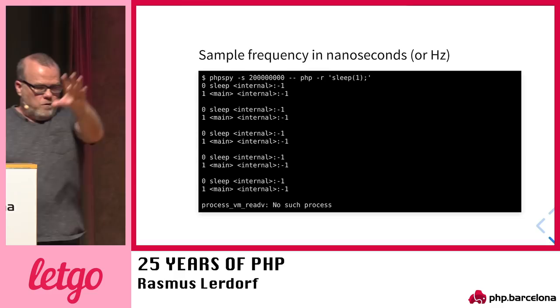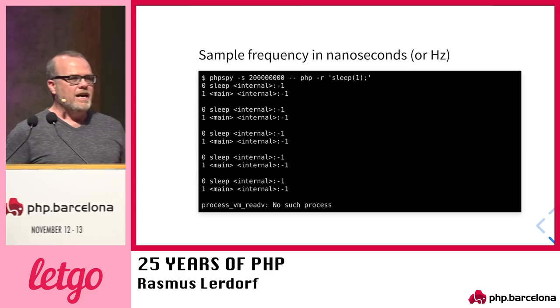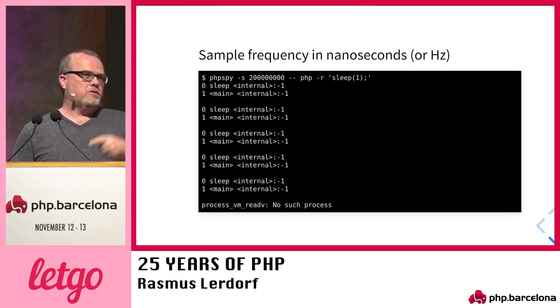But if you then put stuff in production and it's still slow and you want to have a picture of why it's slow, attach PHP Spy to it. You can attach it to a running process. And what it does is it pokes the process and sees what it's doing at regular intervals.